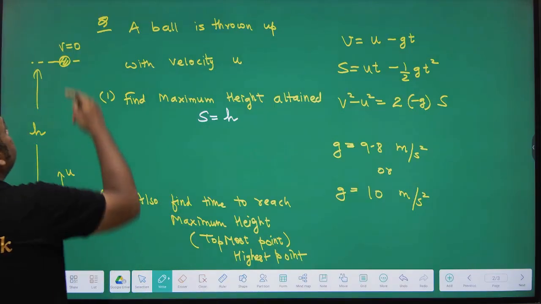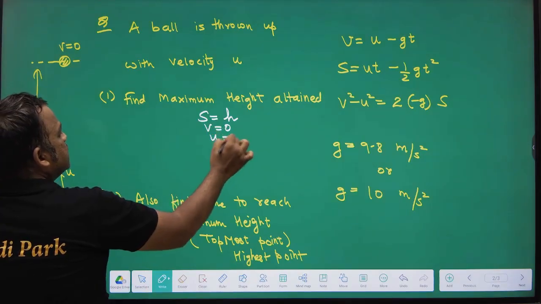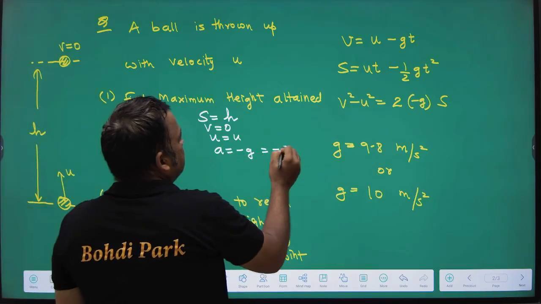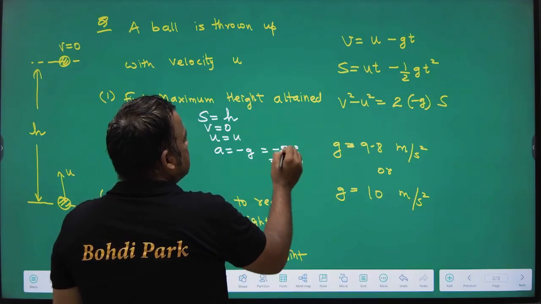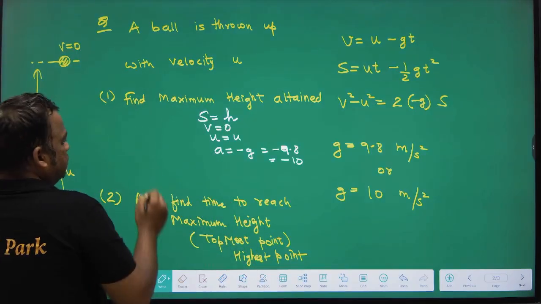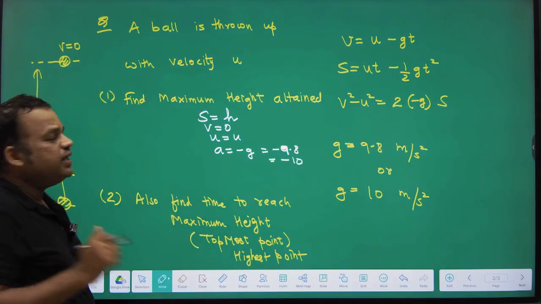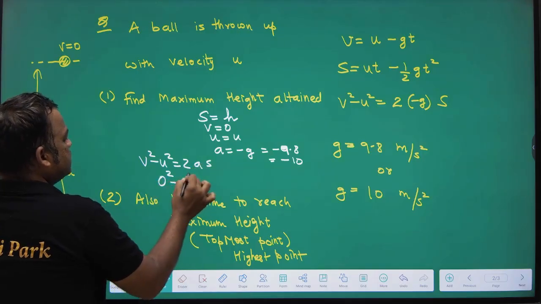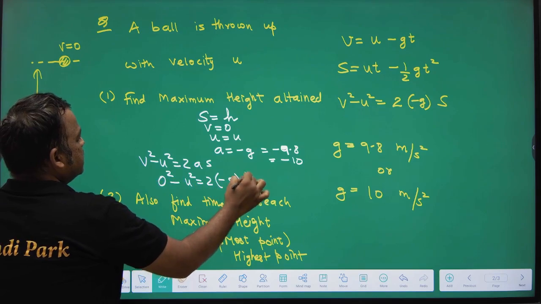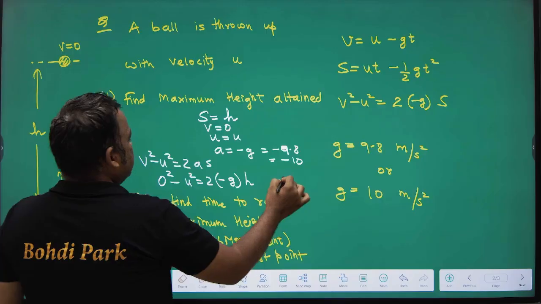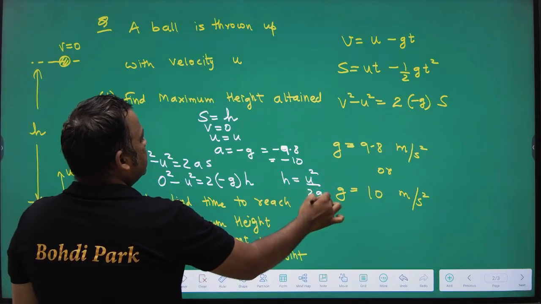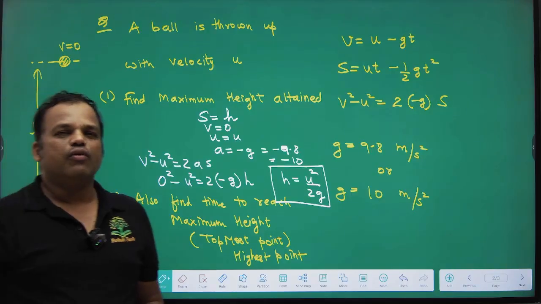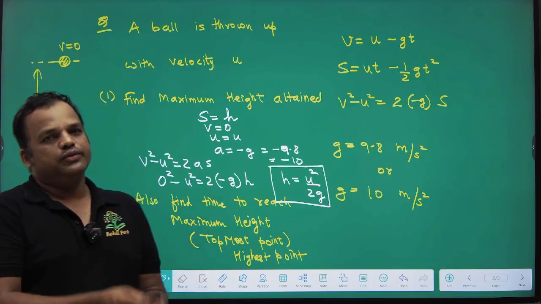Initial velocity is u, final velocity is 0. Acceleration is minus g. We can take it as minus 9.8 or minus 10 also. So we will use v square minus u square is equal to 2as. So 0 square minus u square is equal to 2 into minus g into h. So minus minus cancelled. So we will get h is equal to u square by 2g. This is the formula for maximum height attained when ball is thrown upward with velocity u.